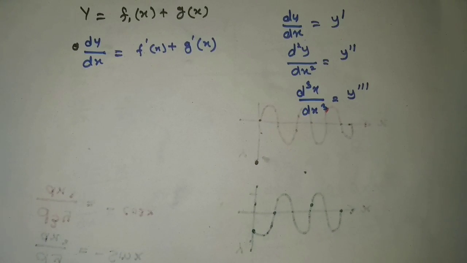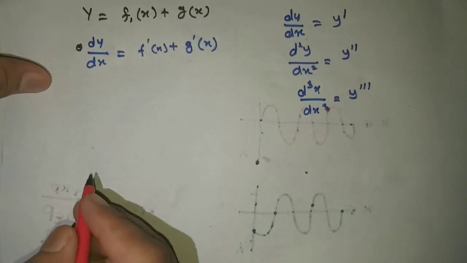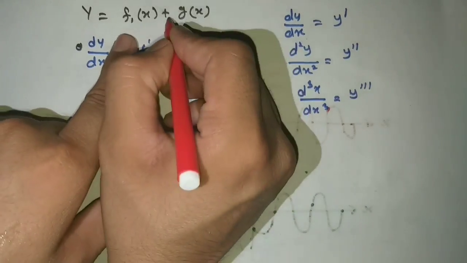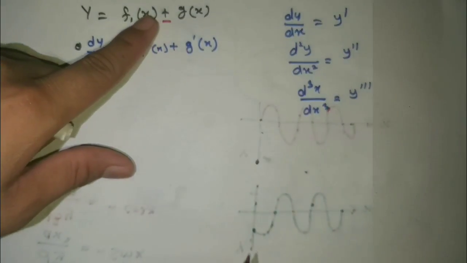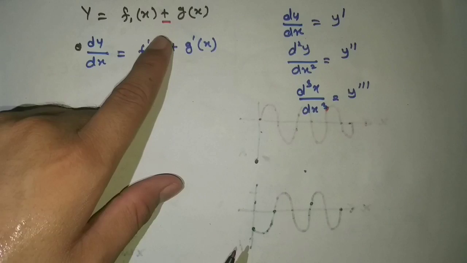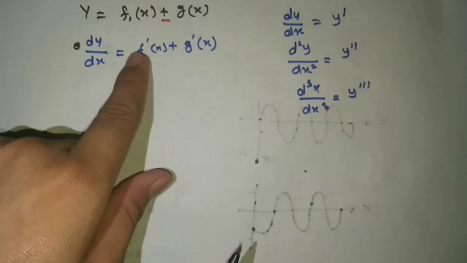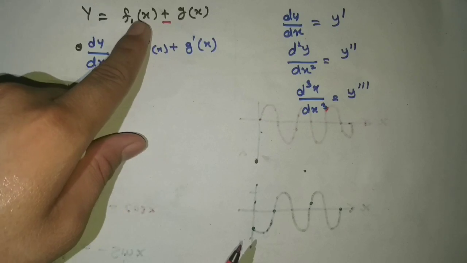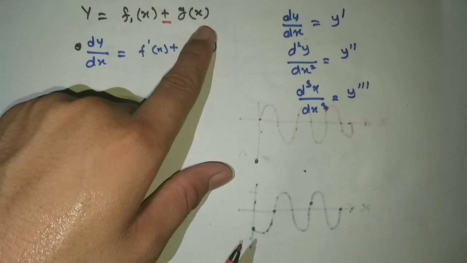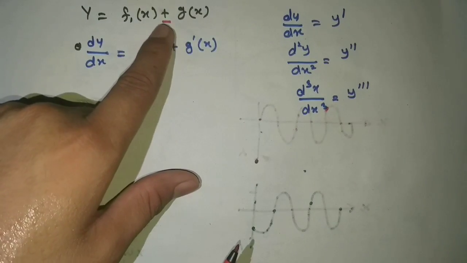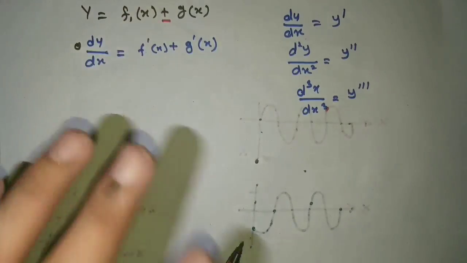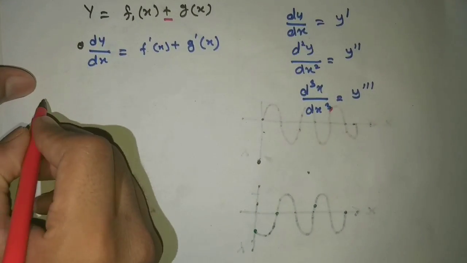Now moving to the further properties of differentiation. Whether I add two functions or subtract two functions, it will be differentiated like this. I will differentiate the first function and differentiate the second function, and we will add or subtract accordingly as the condition is given. Now moving to the next point.